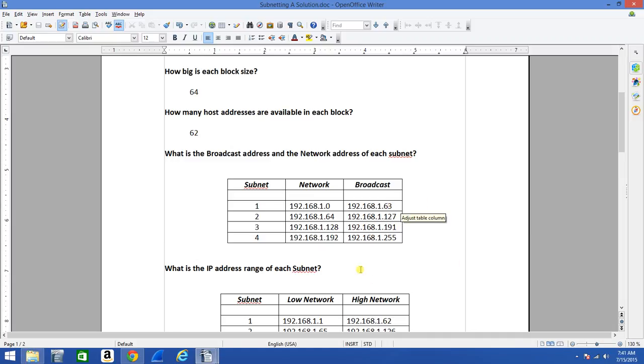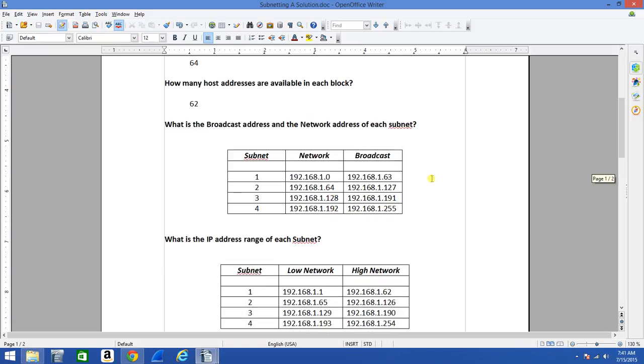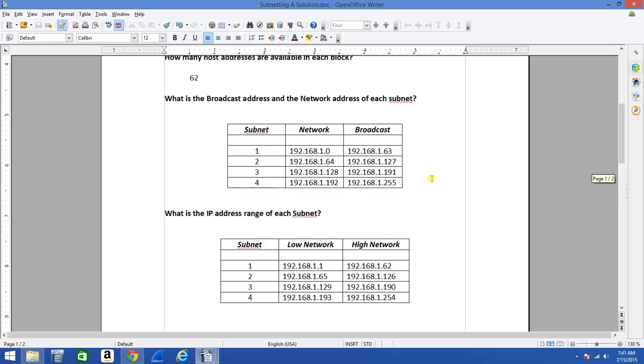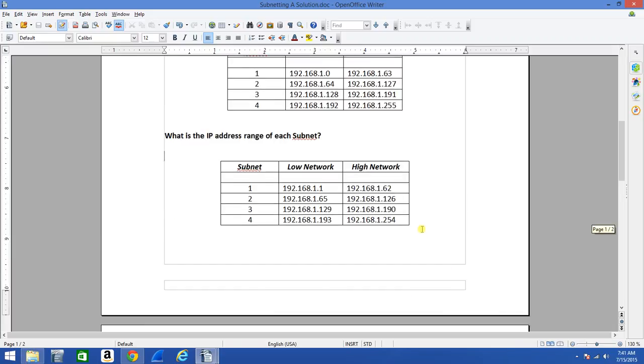Okay, great. So now what do you do? You just add 64 more. So it's 64 to 127. And then you add 64 more. So it's 128 to 191. And then you add 64 more, which is 192 to 255. So what's the IP address range of each subnet? That's just the values between here. That's what you can use. So it's 1 to 62, 65 to 126, 129 to 190, 193 to 254.